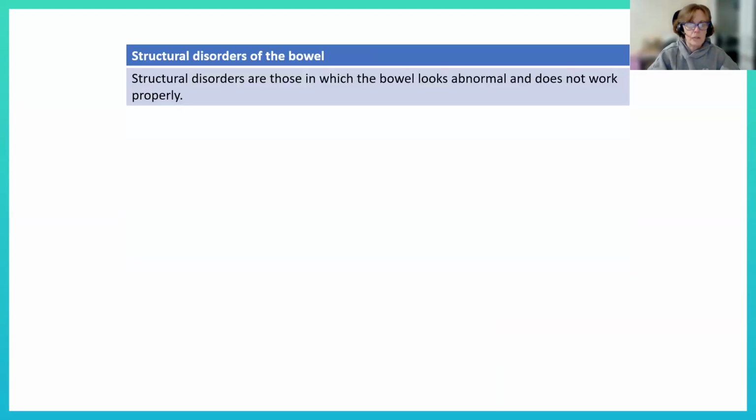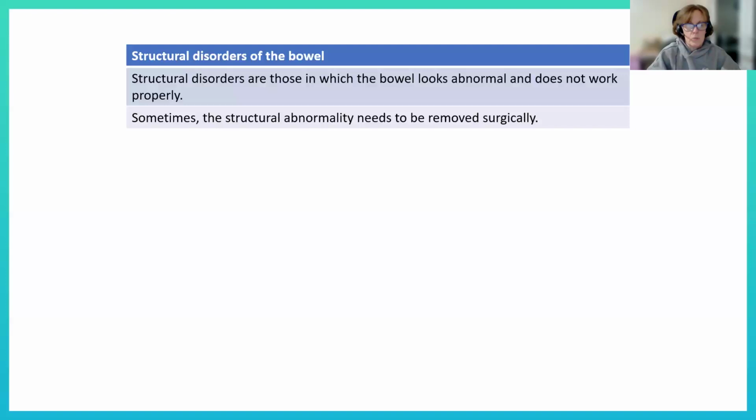Then the other type of disorder you get are structural disorders, in which the bowel does look abnormal and also isn't working properly. Abnormal functions of the bowel would tend to be things like diarrhea, constipation, as well as all of the pains and stuff we were just describing. Sometimes it's possible to remove structural abnormalities, depending on what's wrong.